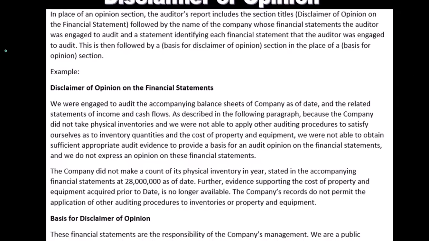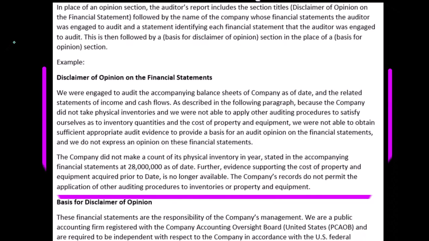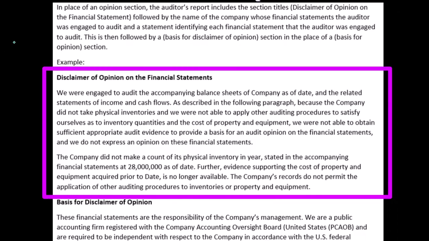So an example might be something like this. Disclaimer of opinion on the financial statements. We were engaged to audit the accompanying balance sheet of the company as of the date and related statements of income and cash flows. As described in the following paragraph, because the company did not take physical inventory and we were not able to apply other auditing procedures to satisfy ourselves as to inventory quantities and the cost of property and equipment, we were not able to obtain sufficient appropriate audit evidence to provide a basis for an audit opinion on the financial statements, and we do not express an opinion on these financial statements.